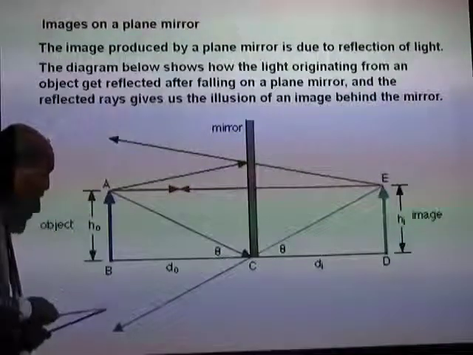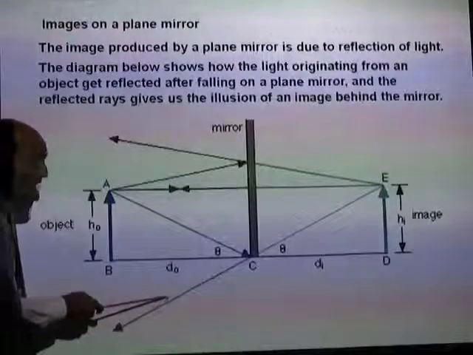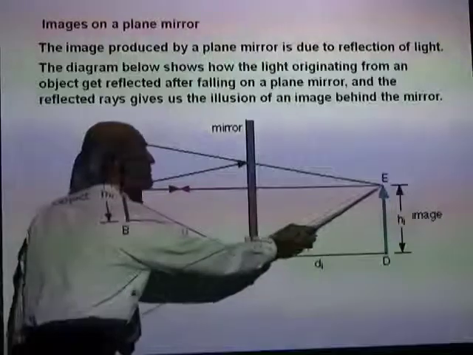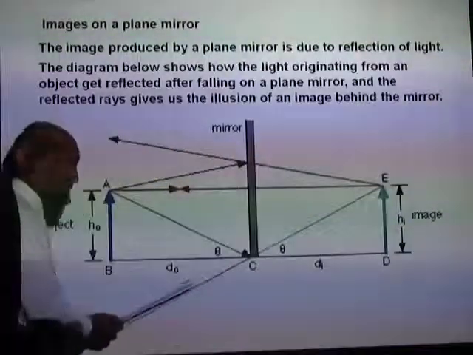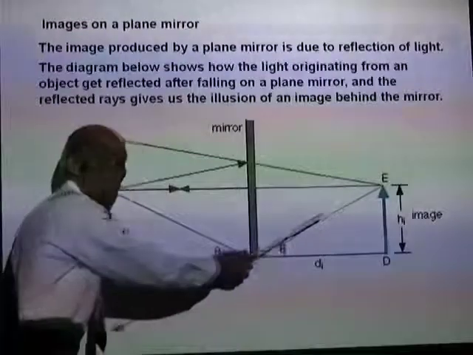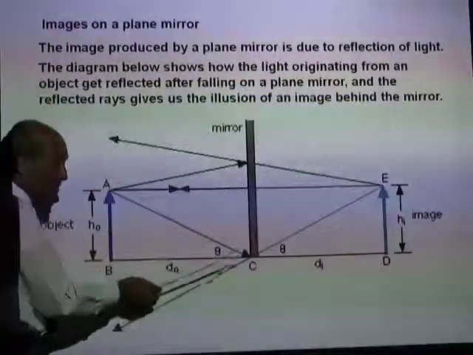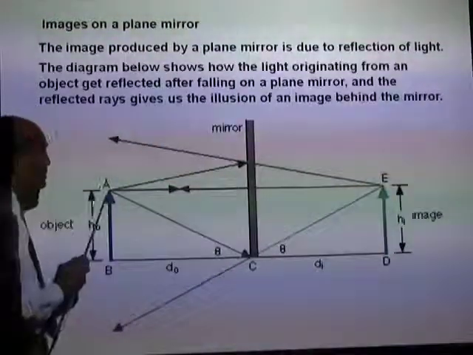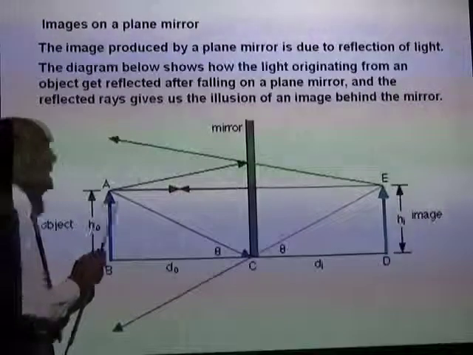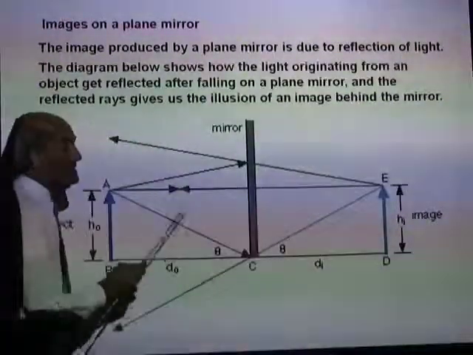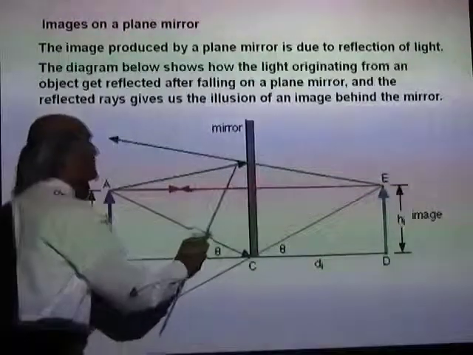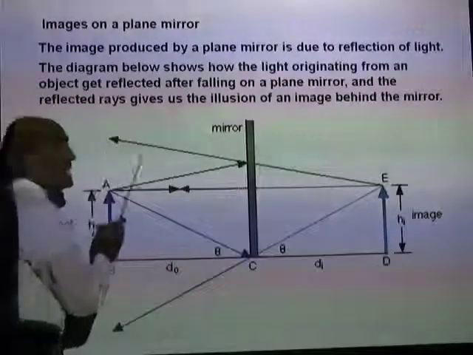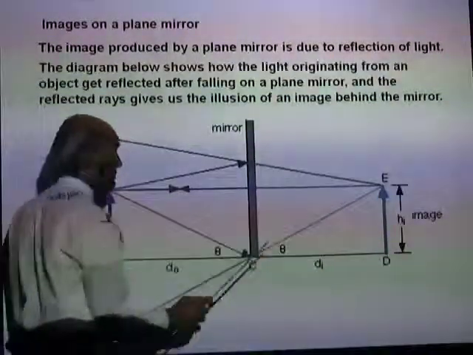Now, if you look from here, this ray will not appear to be coming from here. It will appear to be coming from somewhere behind the mirror. You know why? Because light travels in straight lines. So look at the illusion it creates. It gives you the illusion that this light ray is coming from there. Therefore, you see the image of this point A at the point E. Similarly, a ray striking the mirror here gets reflected that way. And if you look from here, that ray will appear to be coming from there.